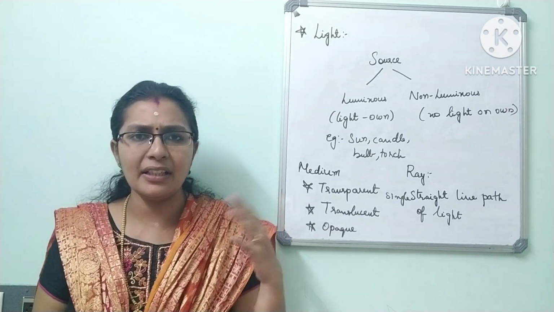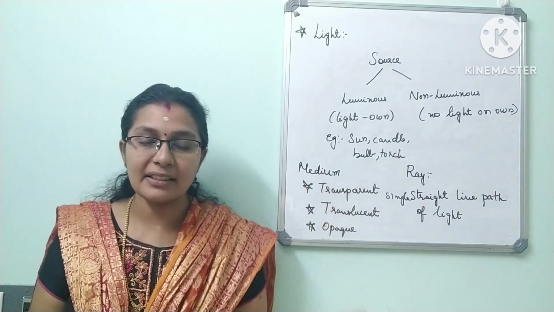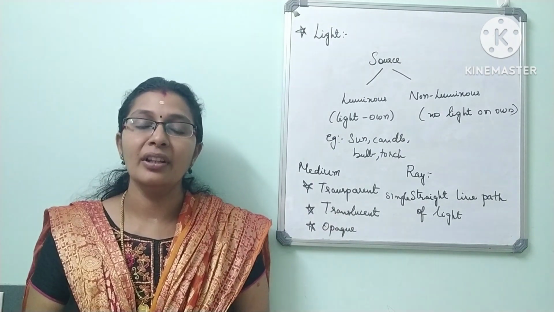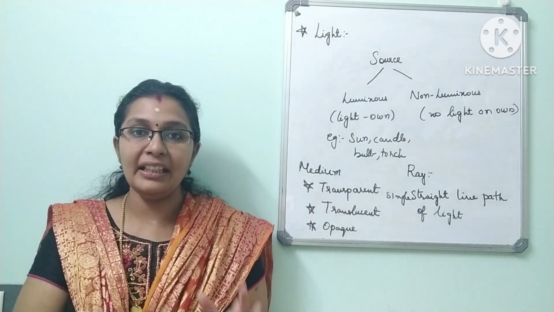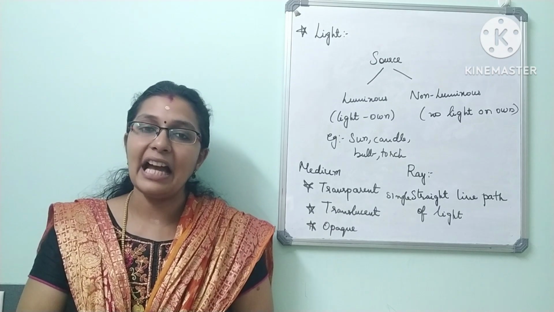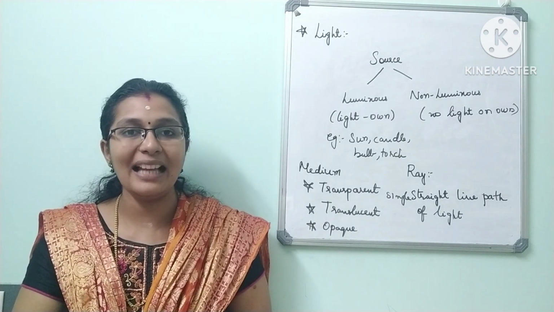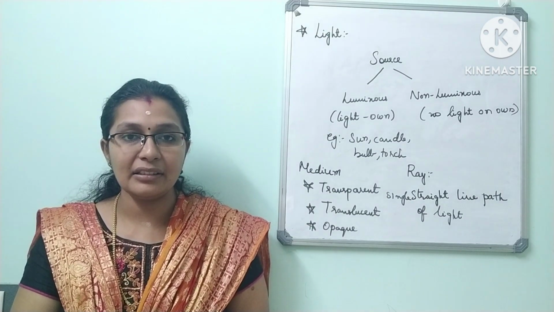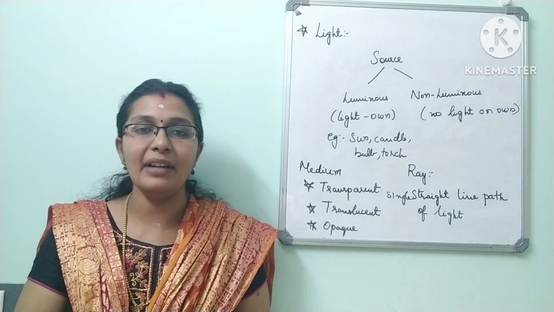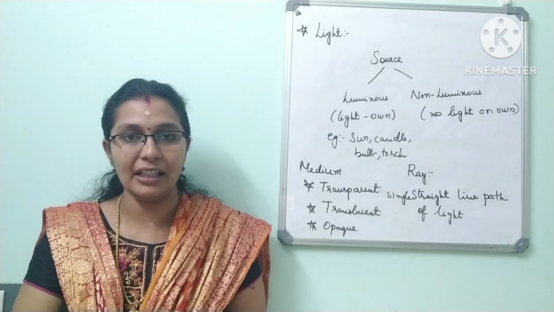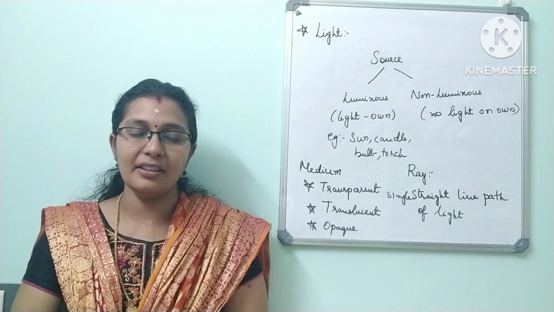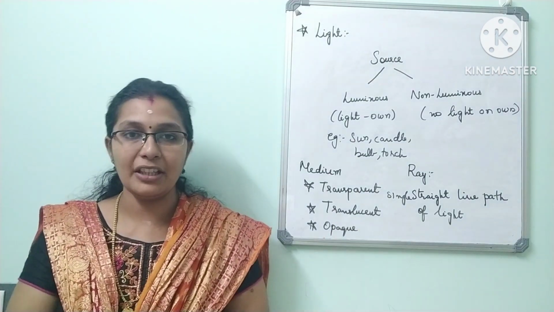And later, after certain phenomena and discoveries, it was found that light bends. So after so many confusions, they came to a conclusion that light has dual nature. That is, certain times it behaves like a wave and certain times it behaves like a particle. So, dual nature. For our syllabus, we will consider only the straight line propagation of light.